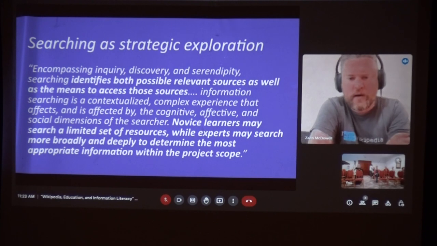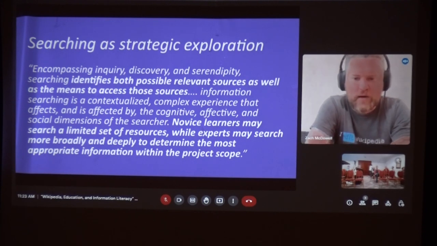And then the final framework, searching as strategic exploration, really hits it home for me, because it identifies both possible relevant sources as well as the means to access those sources. We deal with this a lot, where things are behind a paywall and people don't even have access to find them. One of the things with bringing students in is that they do have access to things behind a paywall. Once we find those, and once people access them, we can find other ways for everyone else to get them. There are a lot of projects out there to do that. But having access within a university or somewhere else with better library access can help build a broader set of resources.